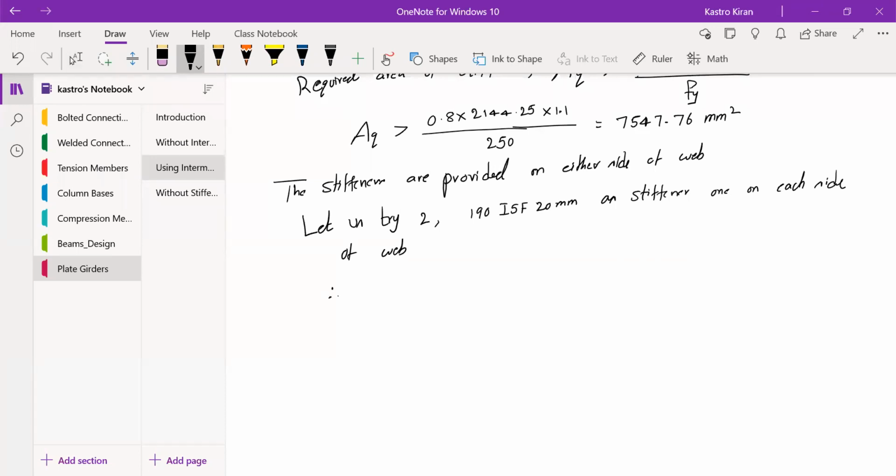Therefore, the total area provided, AQ, equals 2 stiffeners, one on each side, into 190 into 20, that is the area of one stiffener, which will be 7600 mm square. And remember our condition: the area of the stiffeners must be greater than 7547.76 mm square, which is the required area. The area provided is 7600 and the area required is 7547, which is safe. So it is just a trial and error method.